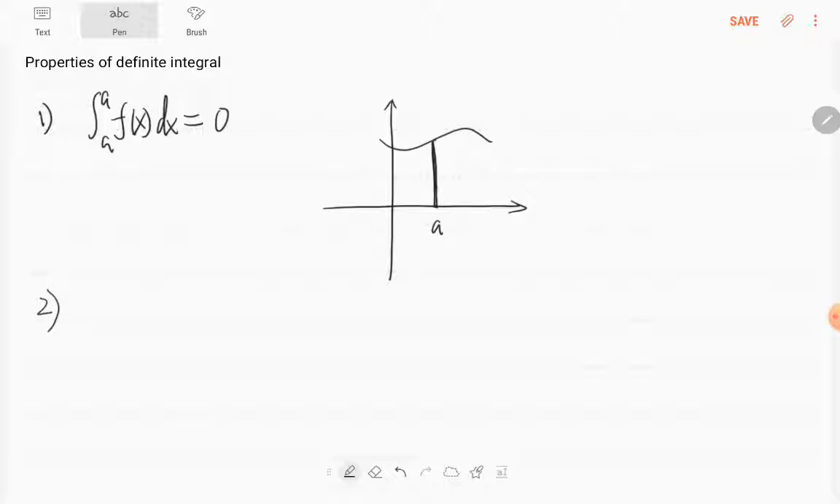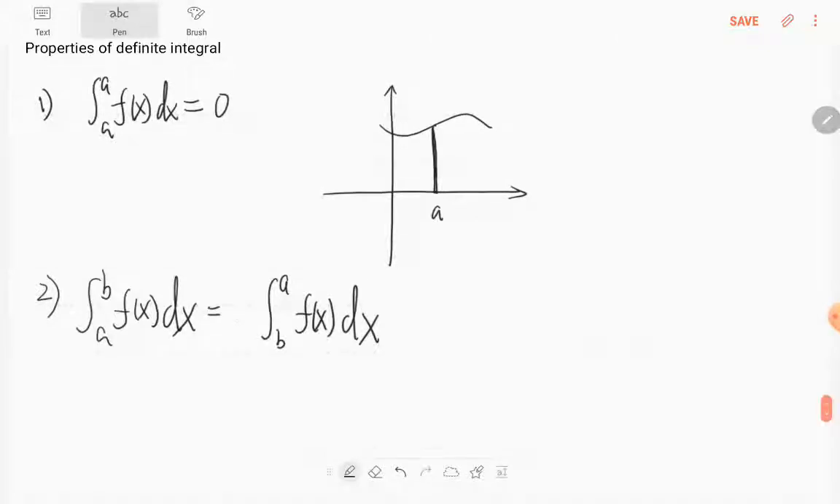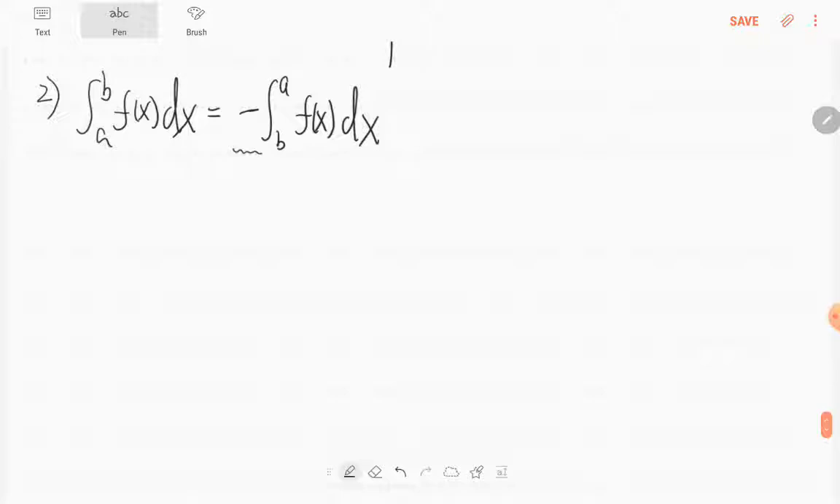Property 2. The integral from a to b of f of x dx. If we interchange the lower limit and the upper limit, it becomes the integral from b to a of f of x dx, and this would be negative. So if you interchange the upper limit and the lower limit, then you will have a negative sign. This is the second property.